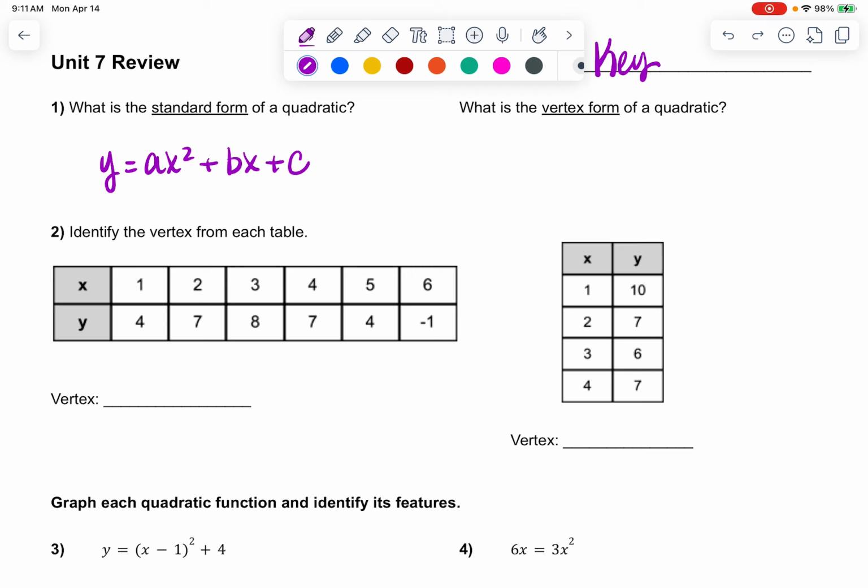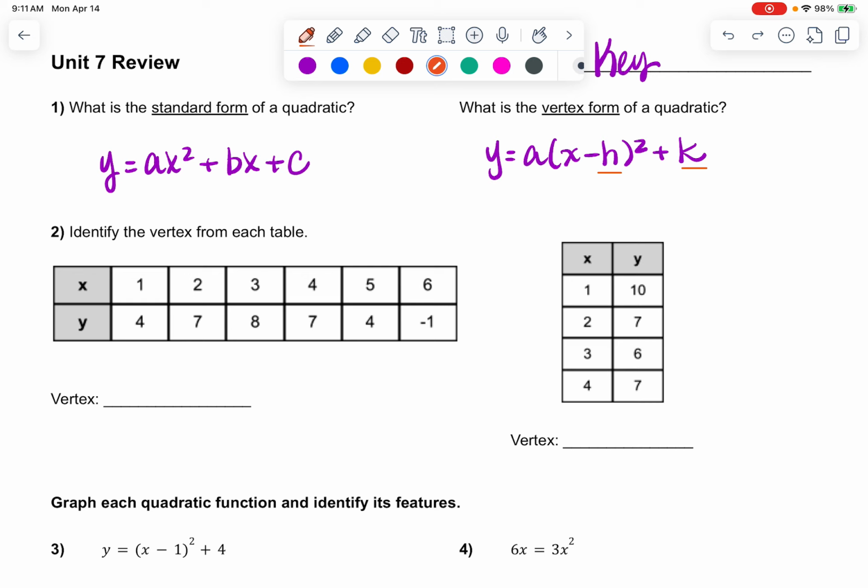The next one is, what is the vertex form? So the vertex form is y = a(x minus h) squared plus k, right? And remember, we love vertex form because the (h, k) is the vertex. So just reminding you of that. Remember, the a is the vertical stretch and all that good stuff.